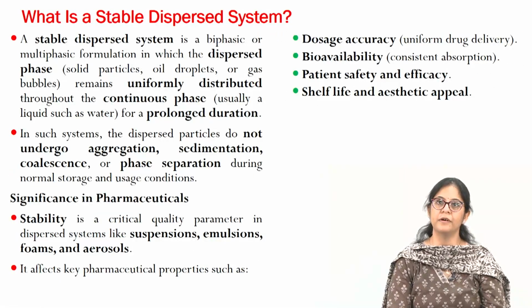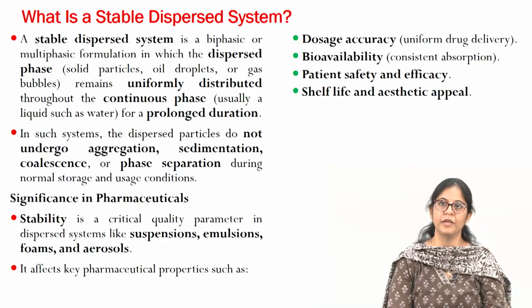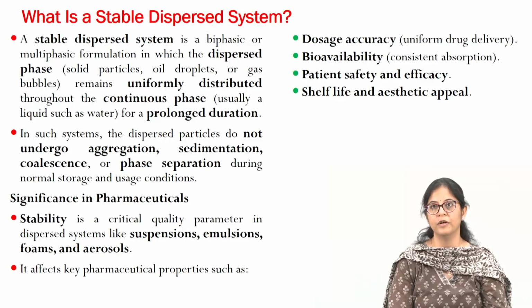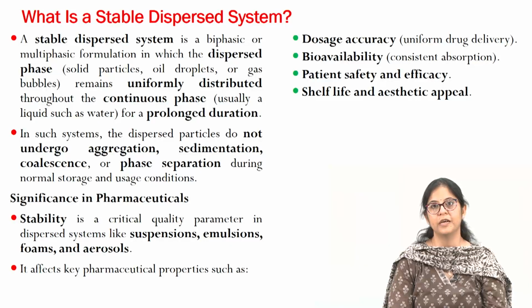So, a stable dispersed system is a biphasic or multiphasic formulation in which the dispersed phase, that is solids, oil droplets or gas bubbles, remains uniformly distributed throughout the continuous phase, which is usually water, for a prolonged duration of time. The dispersed particles should not aggregate, sediment, coalesce or separate during normal storage and use.